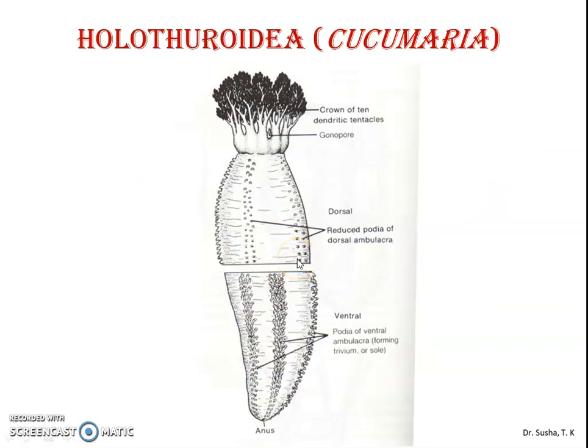Move on to the water vascular system in Holothuroidea. It is basically like that of the starfish. Holothuroidea includes sea cucumbers. This is the dorsal side of the sea cucumber and the ventral side. We can see the podia, the tube feet. On the dorsal side, tube feet are weakly developed without suckers. On the ventral side, tube feet have well-developed suckers, and these are used for locomotion.